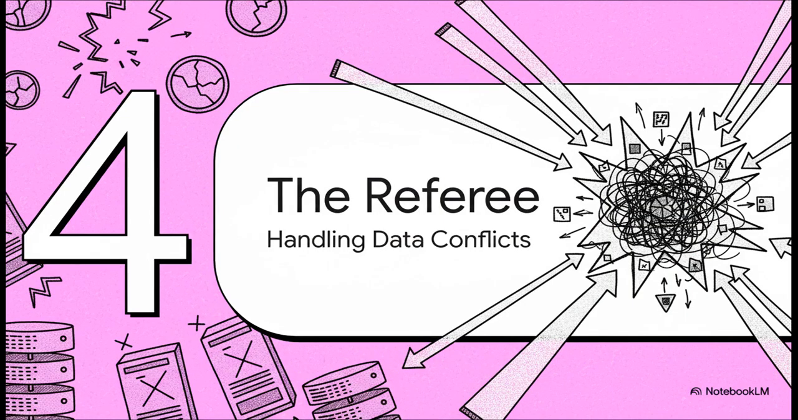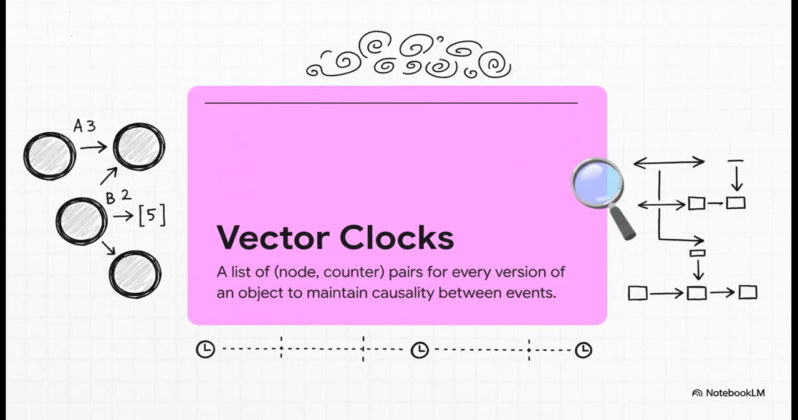Now this is where things get really interesting. In a distributed system of this size, things like network partitions, where some servers can't talk to others, are not just possible, they are inevitable. And this leads to a huge challenge. What happens when different copies of the same data get updated at the same time, independently? You guessed it, data conflicts. So to resolve these conflicts, we need to understand causality.